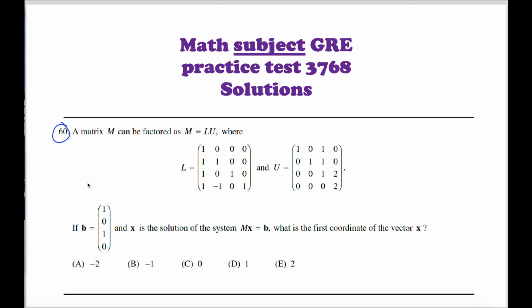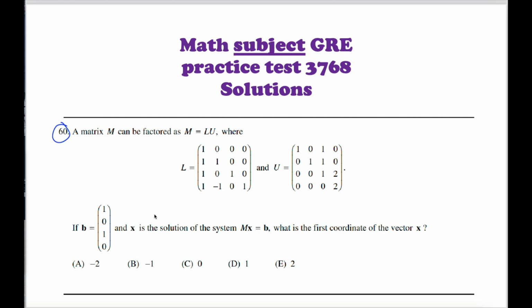Okay, question 60. What's going on here is we have this matrix M that's factored as a product of a lower triangular matrix and an upper triangular matrix. And what we're asked to do is to find the solution, or I guess the first coordinate of the solution, to the system Mx equals this vector b.